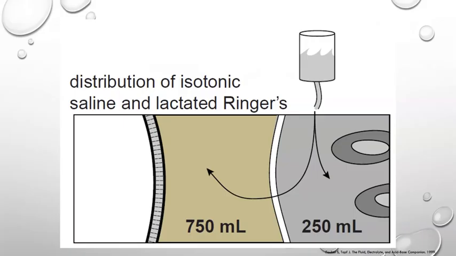This type of distribution would be helpful if a person has both a low serum sodium that you would want to bring up or increase, and a low plasma volume that you want to expand or resuscitate.